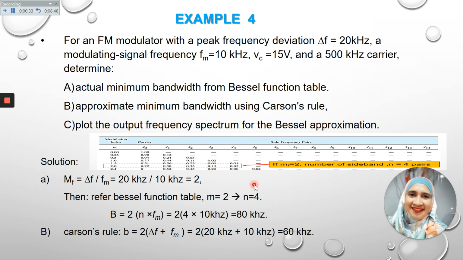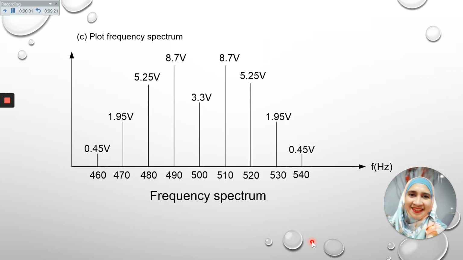So again, using the Bessel function table, MF is equal to delta F over FM, which is 20 over 10, which is 2. Referring to the table, when your M is equal to 2, your side frequencies are 4 pairs. So bandwidth is 2 times 4 times 10, which is 80 kilohertz. Using Carson rule, 2 times (delta F plus FM), what we have here is equal to 60 kilohertz. All right, so when we want to plot the frequency spectrum, this is what the example frequency spectrum looks like.